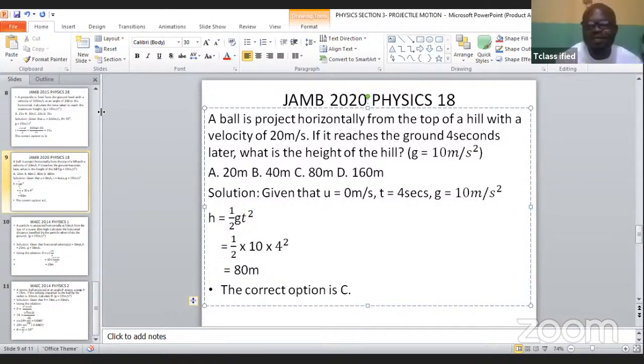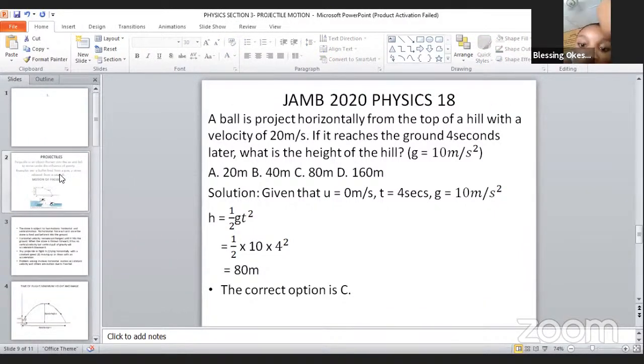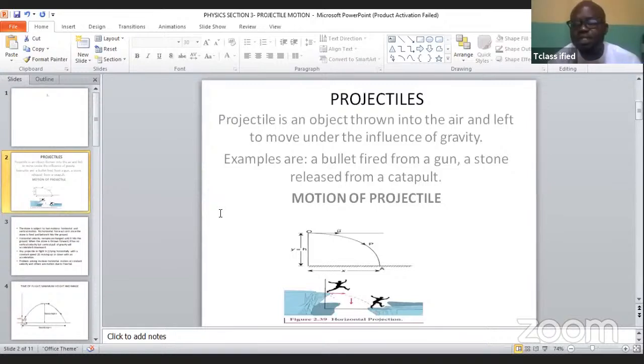Yes. Okay, so everybody's around. I hope you guys can hear me very well, and let's start. Today we're going to be looking at projectiles, and we're going to be solving a whole lot of past questions. Please confirm if you can see my screen. Yes. Okay, so today we're looking at projectile motion.